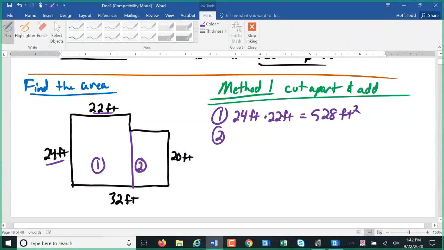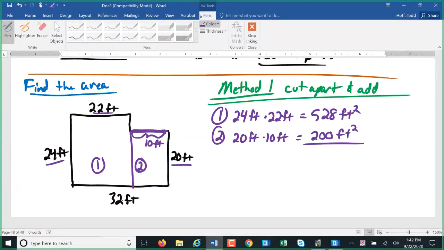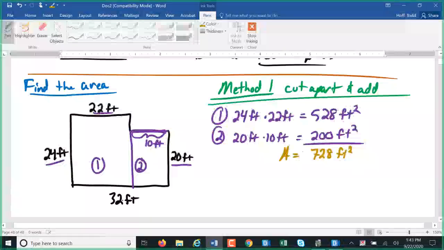Number 2, that's 20 feet. We need to know this length up here. What's that length going to be there? 32 minus 22 leaves us with 10 feet there. So that'll be 20 feet times 10 feet, which equals 200 square feet for that section. Those add up to 728 square feet for our total area.